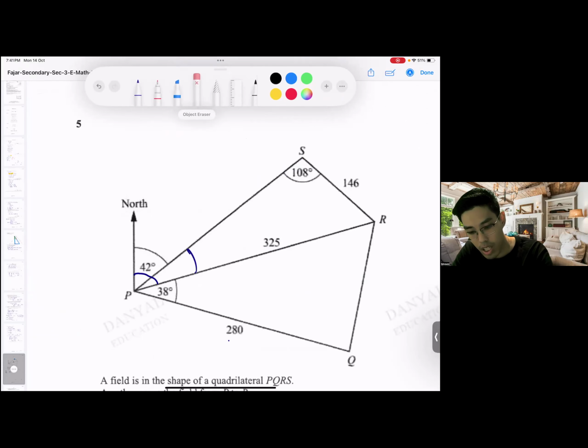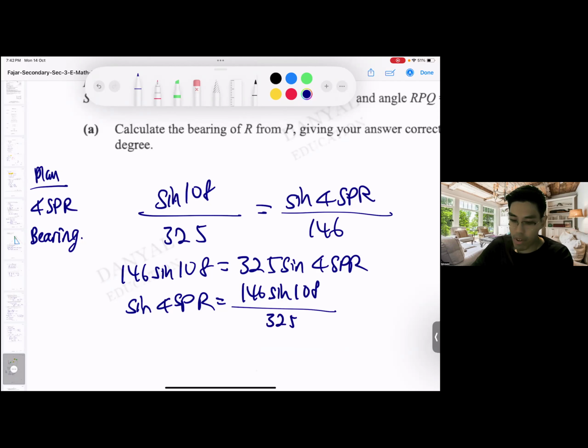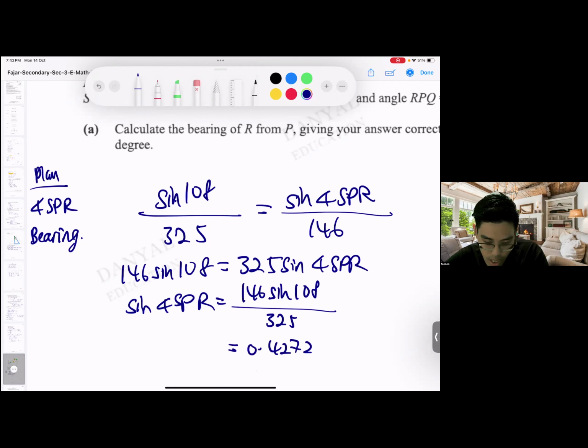Sine SPR will therefore be, the rest can press calculator, 146 sine 108 divided by 325. So 146 sine 108, divided by 325. You will get 0.4272.